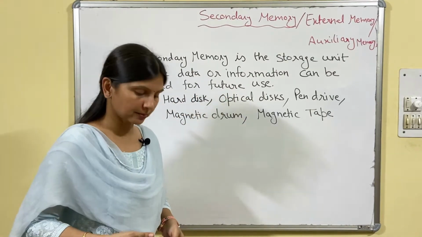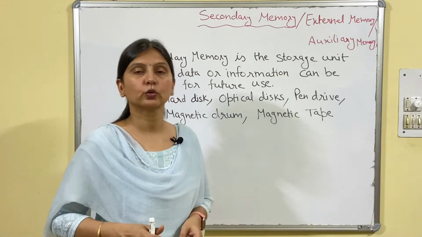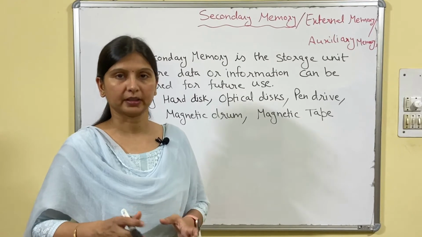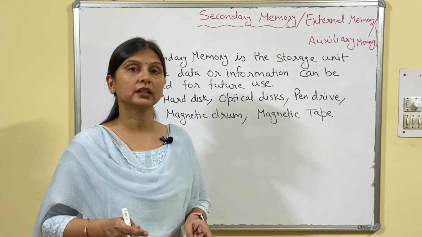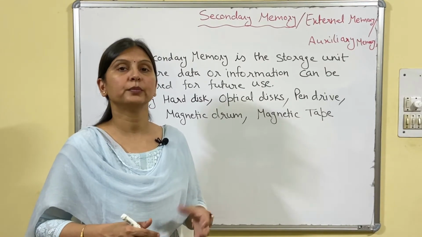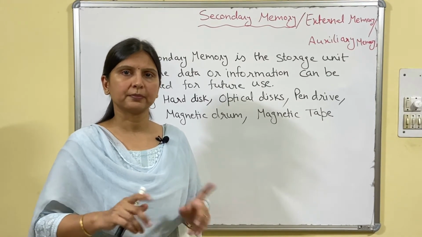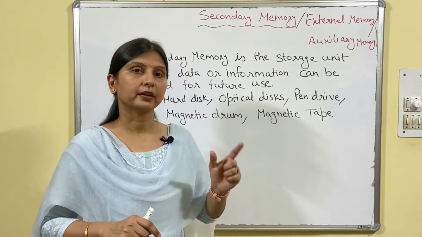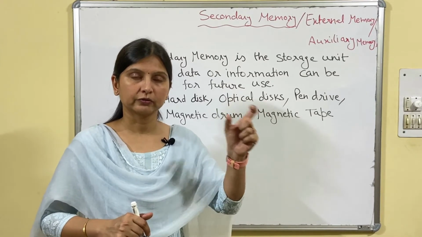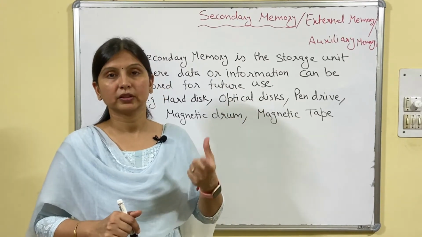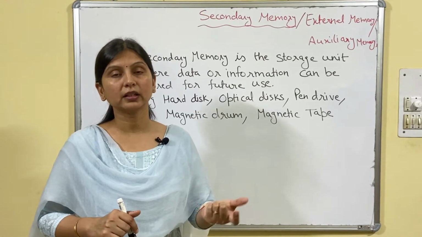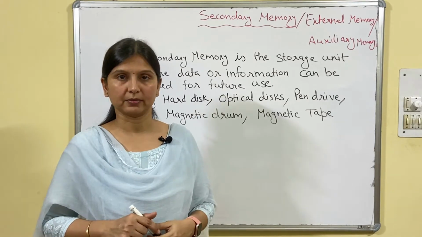See, in primary memory, when you do any work on the computer, that work is stored in primary memory temporarily. But when you save the work, then it goes to the secondary memory. You must have seen when you make a document, you are typing something in MS Word, so temporarily it is going to the primary memory. But when you save it, when you click on file, then save, give any file name, that means you are saving your document. So when you are saving any document or any work, then it goes to the secondary memory.